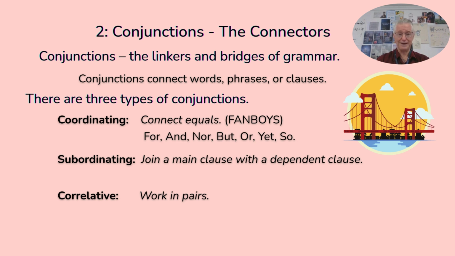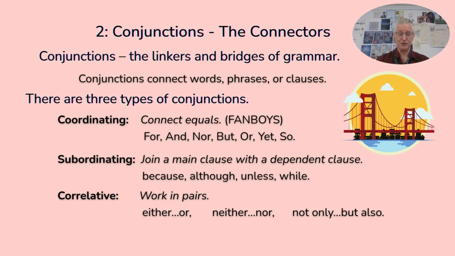Fanboys. For, and, nor, but, or, yet, and so. Subordinating conjunctions join a main clause with a dependent clause. You'll see in the examples how that works. And these are words like because, although, unless, and while. And number 3, correlative conjunctions. These work in pairs. Either or, neither nor, and not only but also.